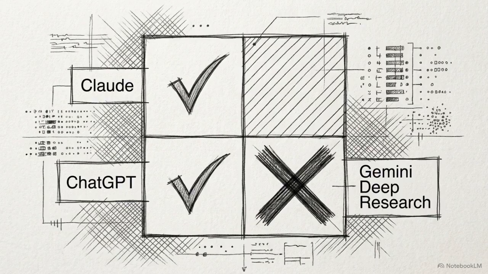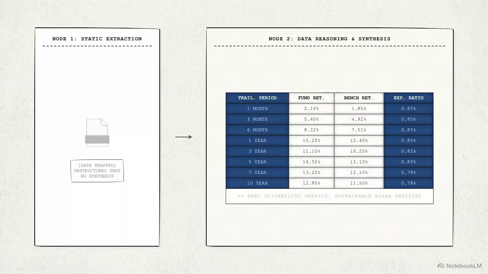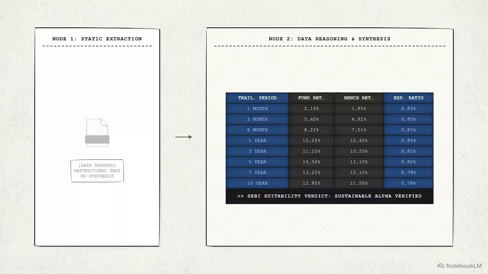Platform selection is critical. Claude and ChatGPT are the required engines, as they handle structured data synthesis better than document retrieval models like Gemini Deep Research. The Finmagine prompts are designed for data reasoning, not simple PDF extraction.